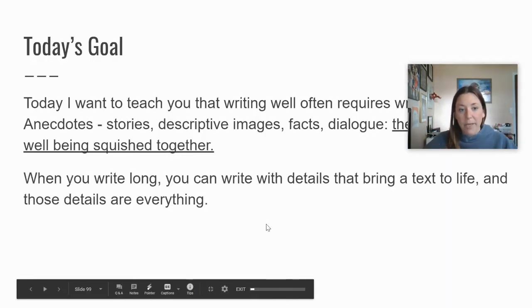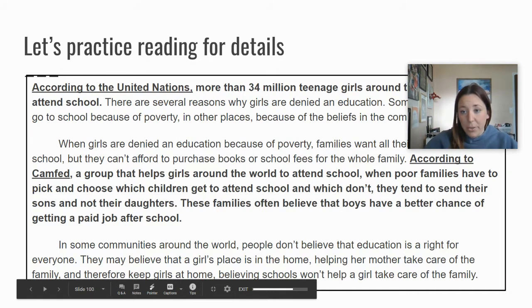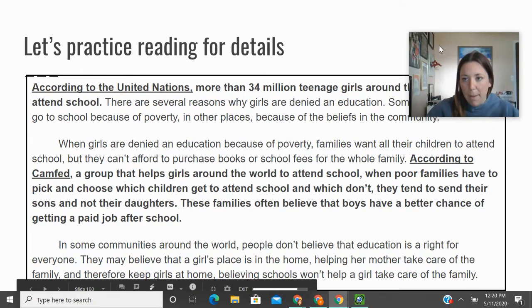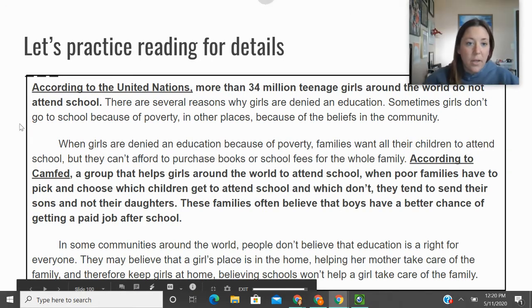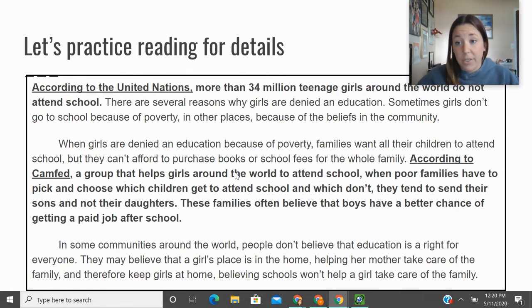So I want to practice today with my own piece of writing. Again, this is my draft, but instead of paying attention to the big information, I want you to think about the details, right? What details am I using that bring my topic to life? So my chapter is Girls Denied an Education. That's what this chapter is about. So notice the words that are underlined and bolded, as well as what details stick out or bring my writing more to life, okay?